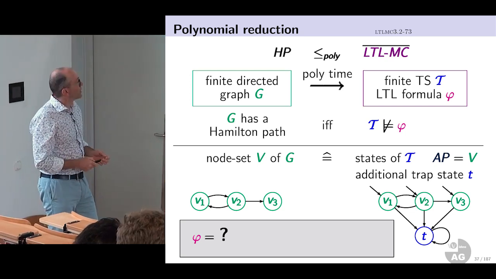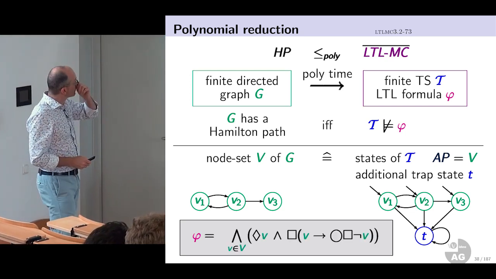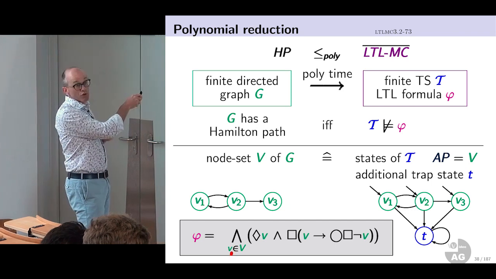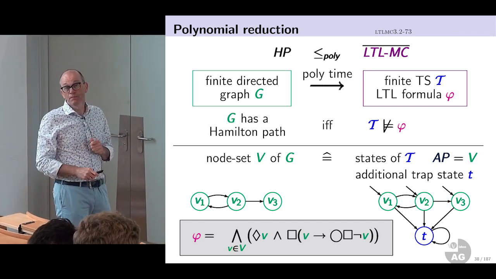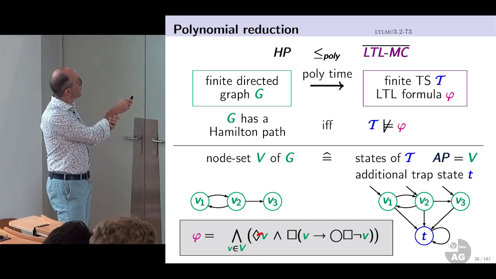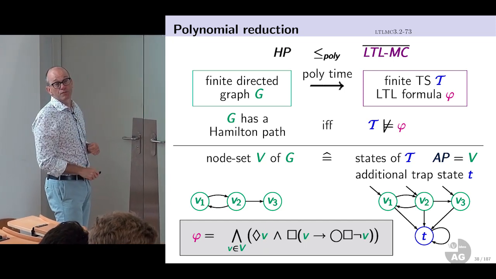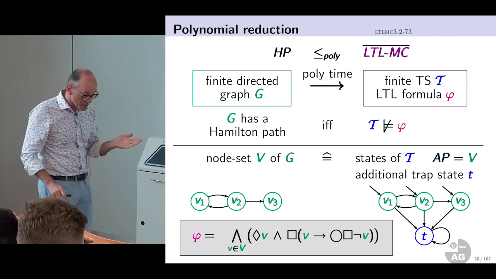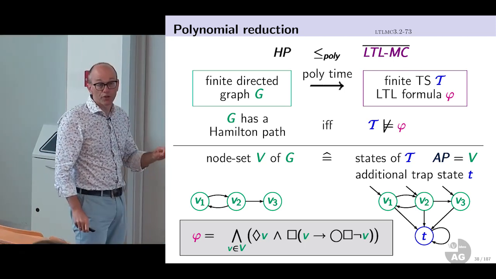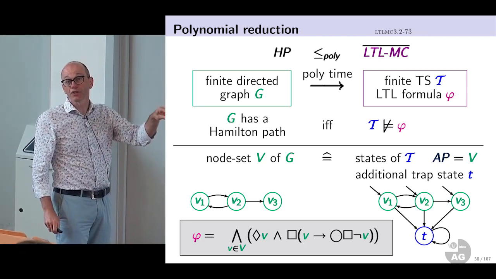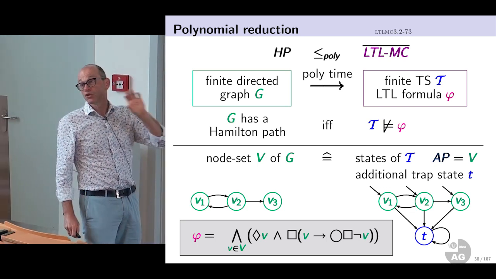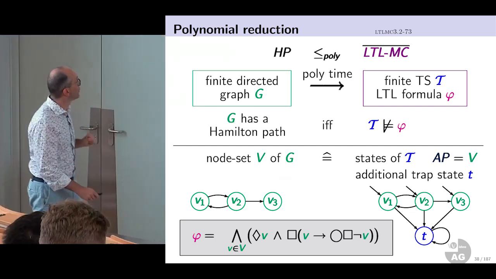Okay, so how does this formula look like? This looks as follows. First of all, we have to visit all vertices. That's the conjunction. Okay, so eventually we have to visit all vertices. That's the first part. Ignore the thing after the conjunction. Good. Then the second thing that we need to express is that once you have visited a vertex, you should never visit this vertex again. Yeah, because you're only allowed to be there exactly once.